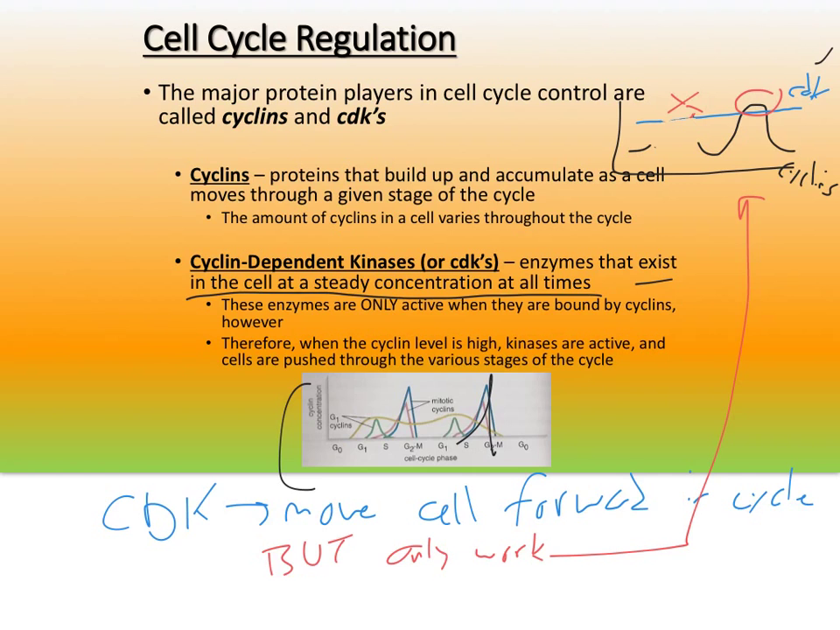So it's kind of tricky. We can talk about it more in class if we need to. But the interaction of these two proteins together is the way that we control the cell cycle. Okay, I know that was a lot to go through, but it gets us to a really good point, so we can do a lab next class. We can keep moving forward.